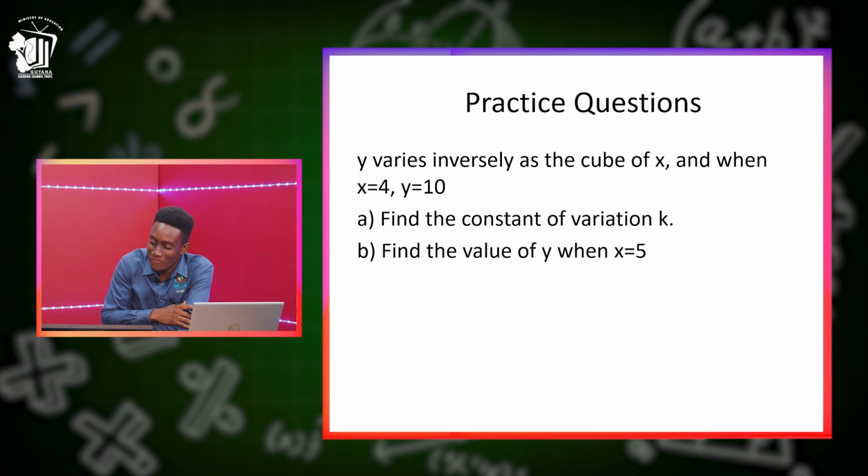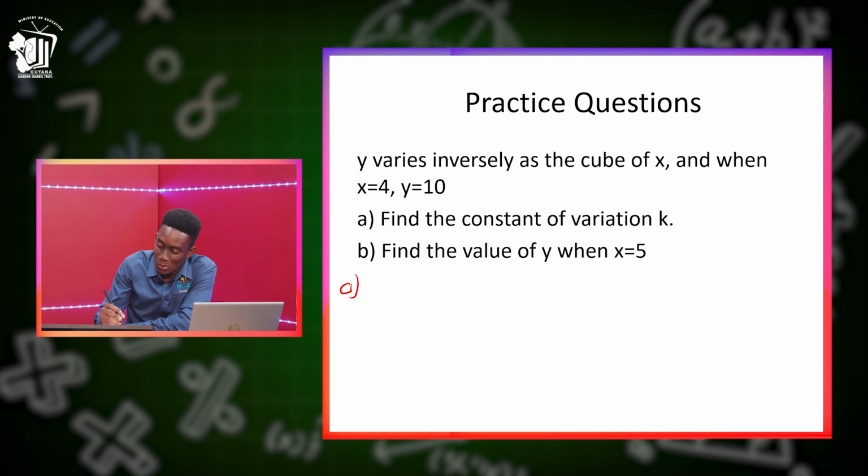Let's look at the different forms in which this question can come. This one says, y varies as the cube of x. When x is equal to 4, y is equal to 10. Find the constant of variation, which is k. So let's answer A. For A, we need to write down the equation.